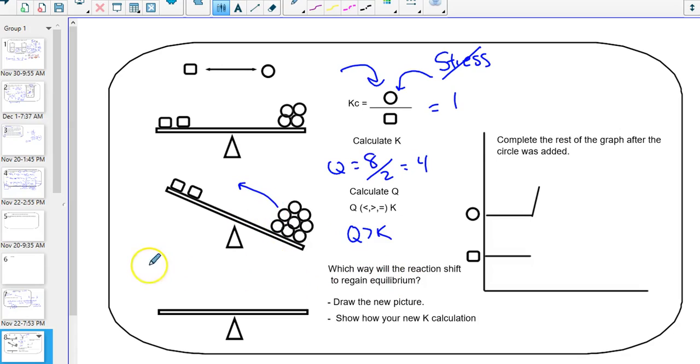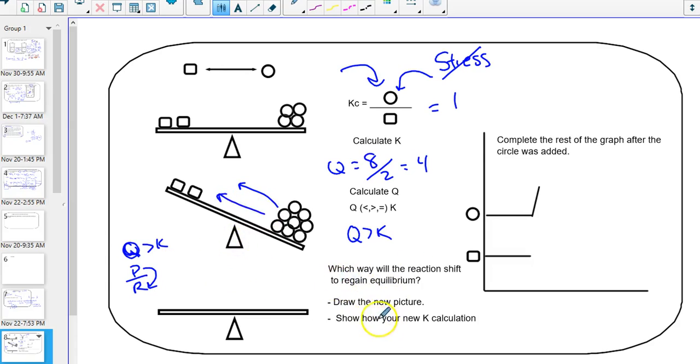Another way of looking at that is Q is bigger than K. They are a ratio of products over reactants. Therefore, my Q needs to get smaller. To get smaller, you lose numerator and gain denominator, and therefore I will shift to the left.